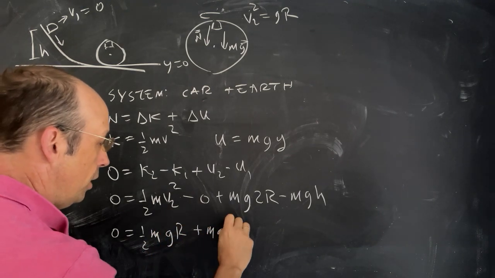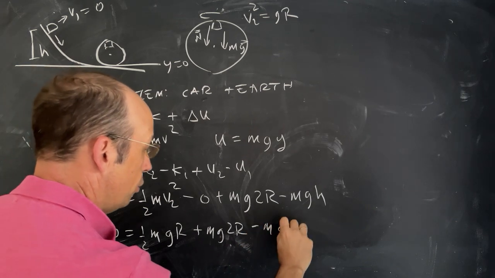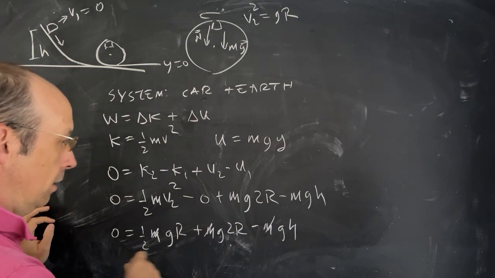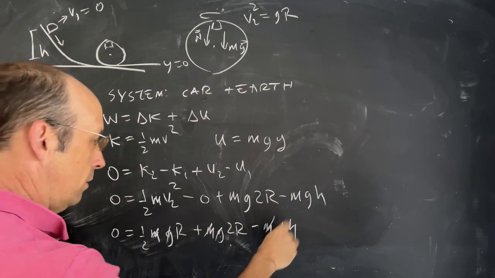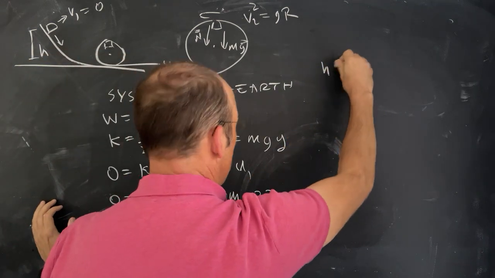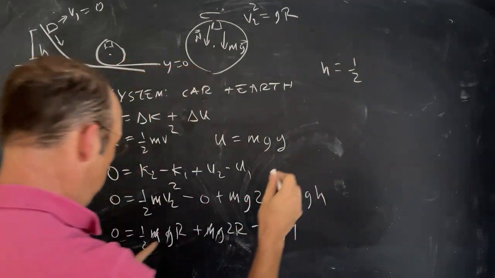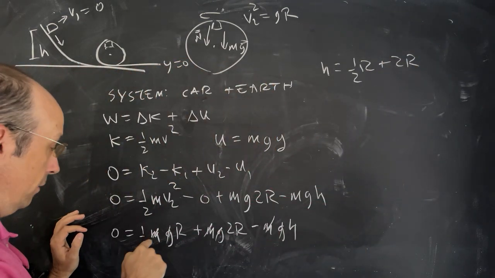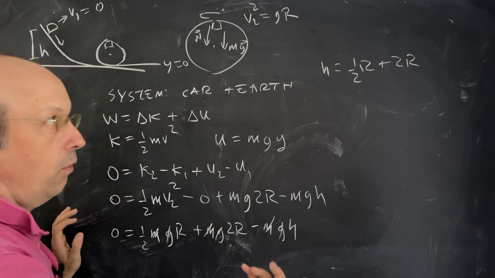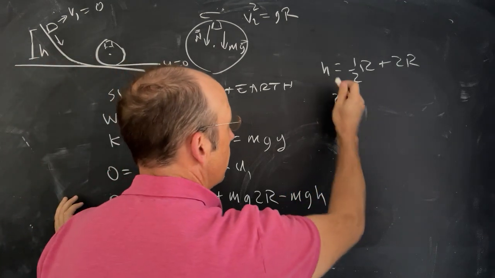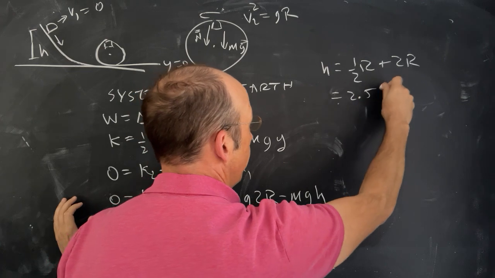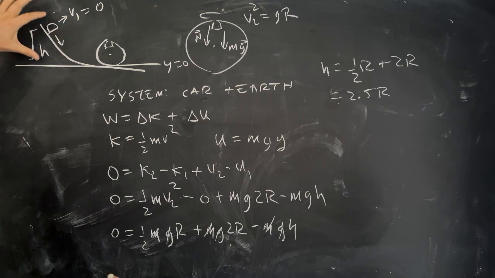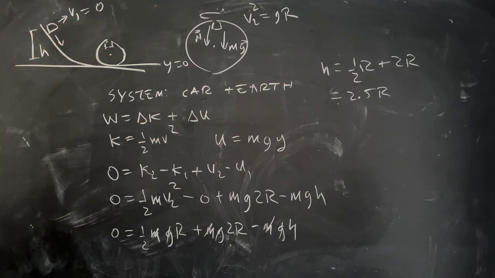plus mg2r minus mgh. So let's move this to the other side, and I can divide by the mass, and I can divide by g. So I get h equals 1/2 r plus 2r. That's right, 1/2 r, 2r. So it's 2.5 r. So I can't release it right here at the height. I have to release it a little bit higher, 2.5 times the radius of that. And that's it. That's the answer.